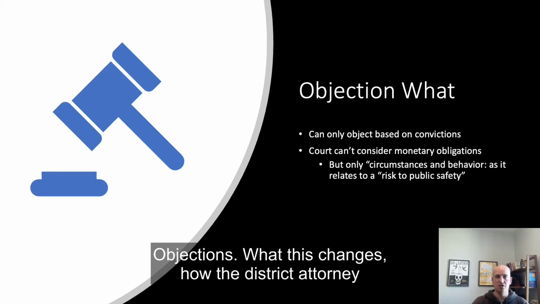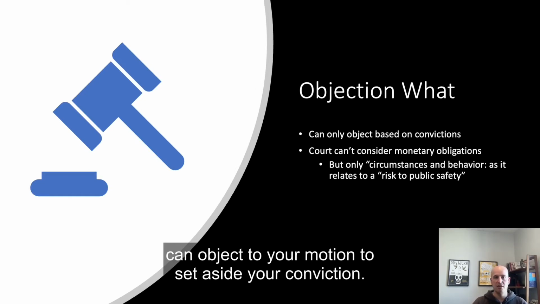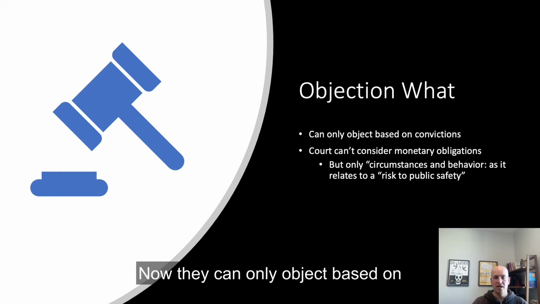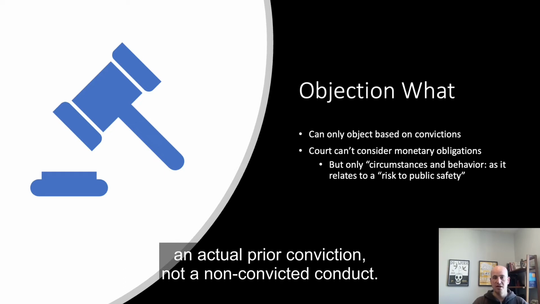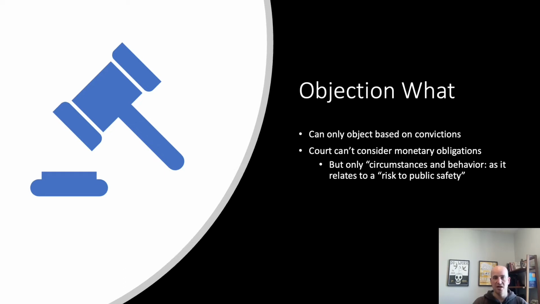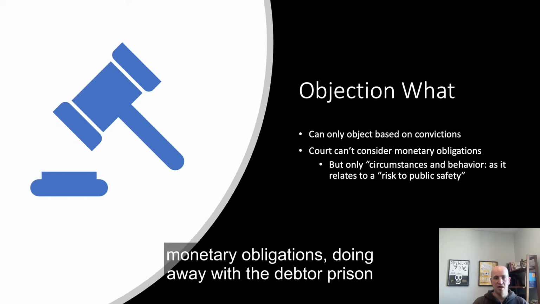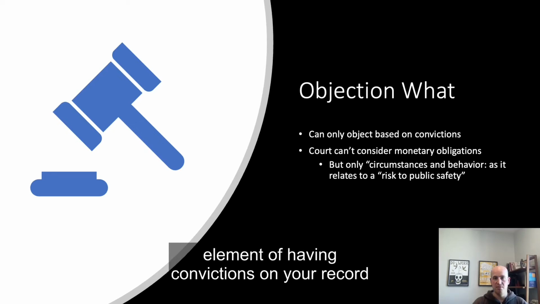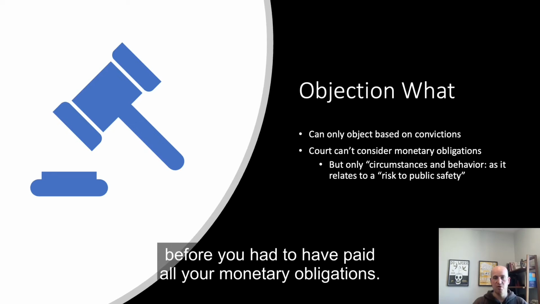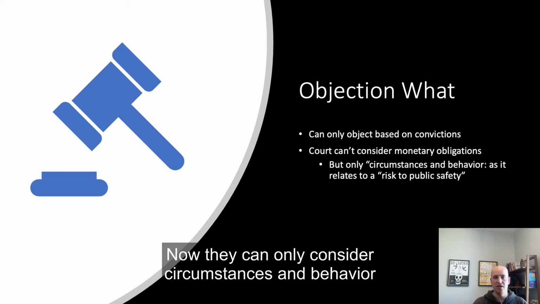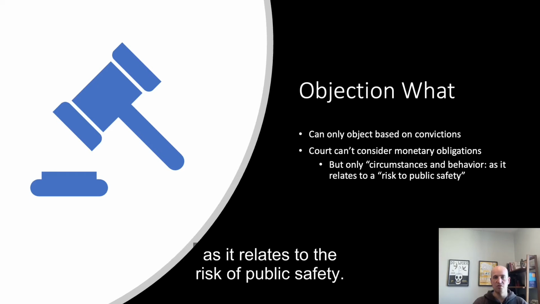Objections, what? This changes how the district attorney can object to your motion to set aside your conviction. Now they can only object based on an actual prior conviction, not non-convicted conduct. The court can't consider any outstanding monetary obligations, doing away with the debtor prison element of having convictions on your record. Before, you had to have paid all your monetary obligations. Now they can only consider circumstances and behavior as it relates to the risk of public safety.